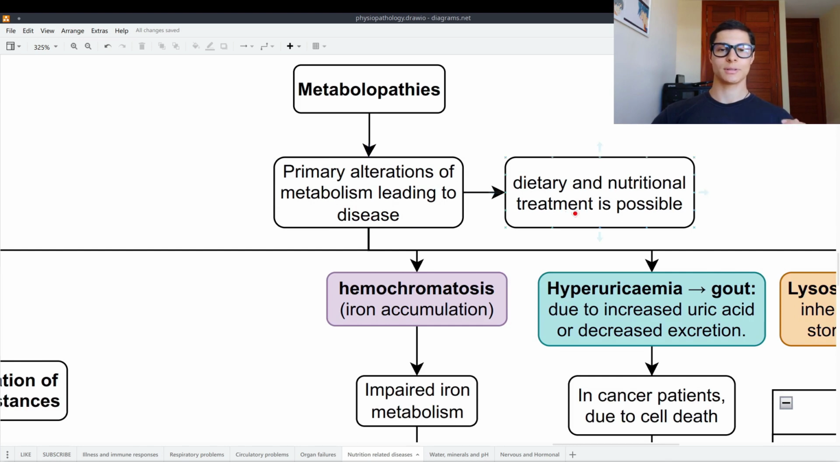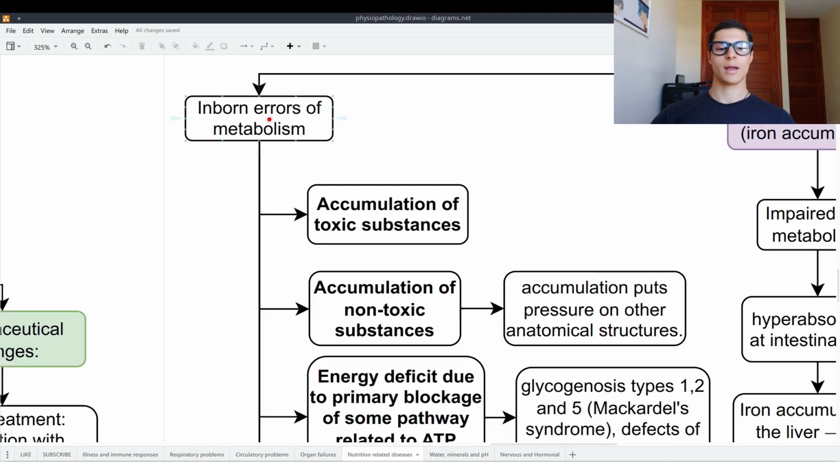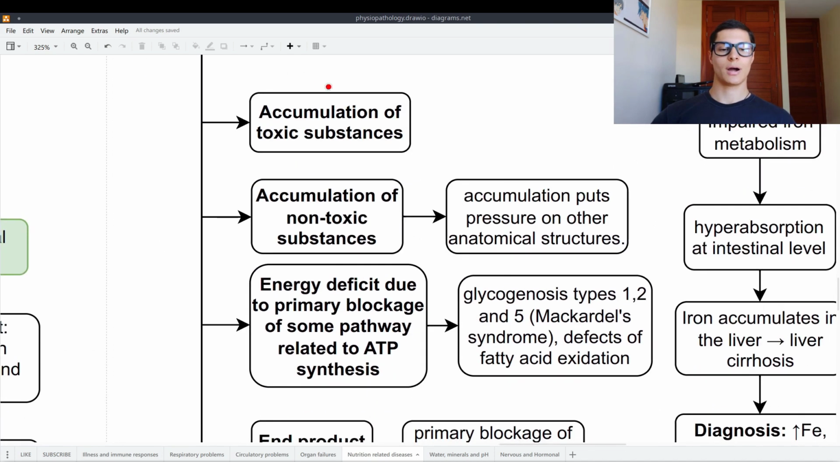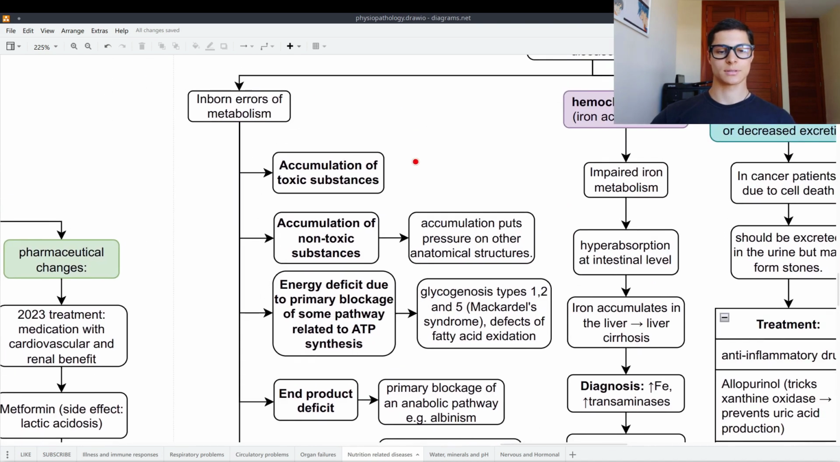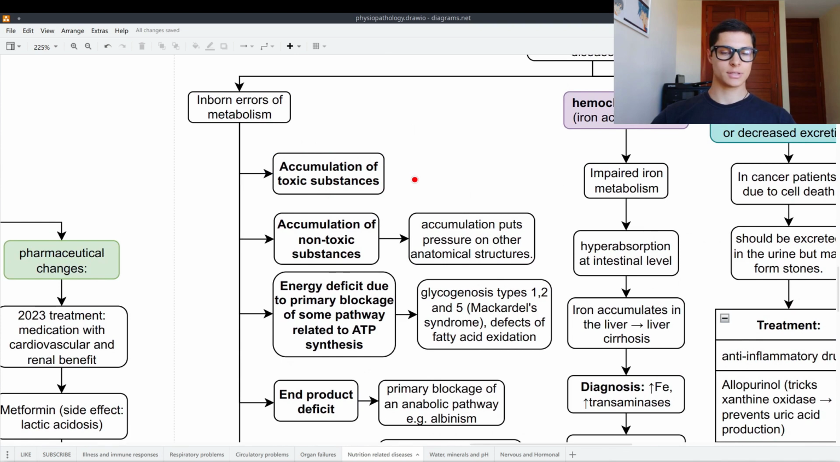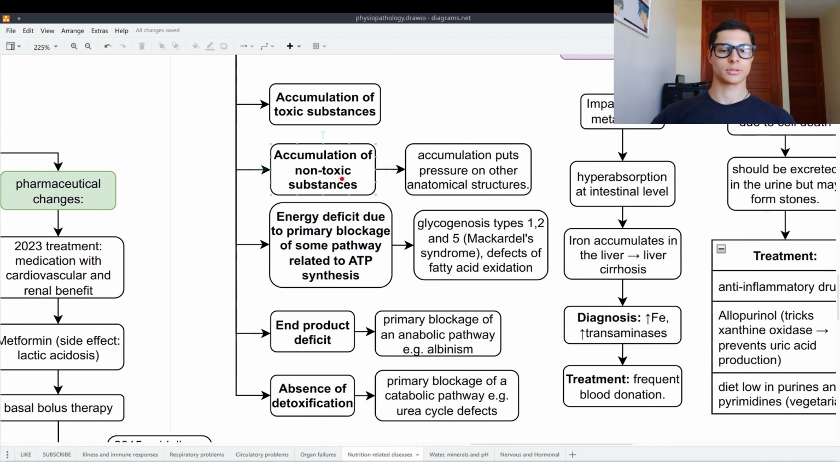Dietary and nutritional treatment is possible. Inborn errors of the metabolism. So how can we get these diseases? By accumulation of toxic substances, by accumulation of non-toxic substances, because accumulation can put pressure on other anatomical structures, the energy deficit due to primary blockage of some pathway related to ATP synthesis, so basically no ATP creation, glycogenosis type 1, 2 and 5, the McArdle syndrome, and the defects of fatty acid oxidation.